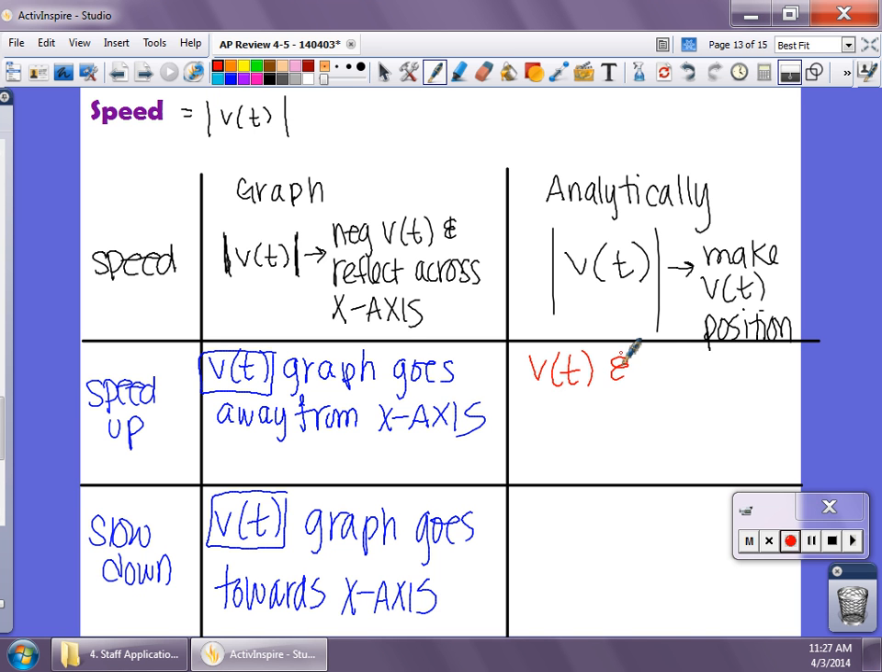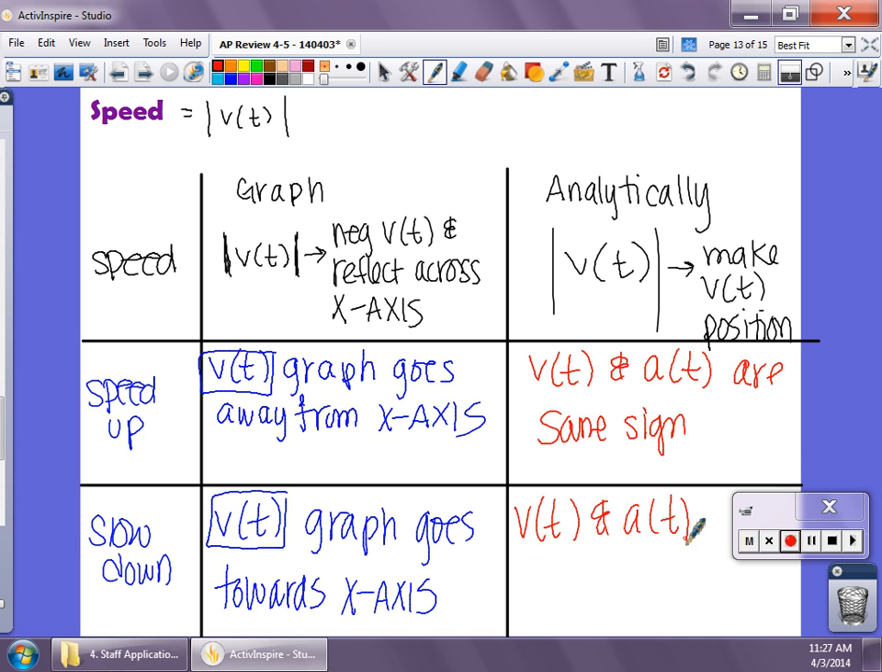Good. And then obviously then they are different signs.